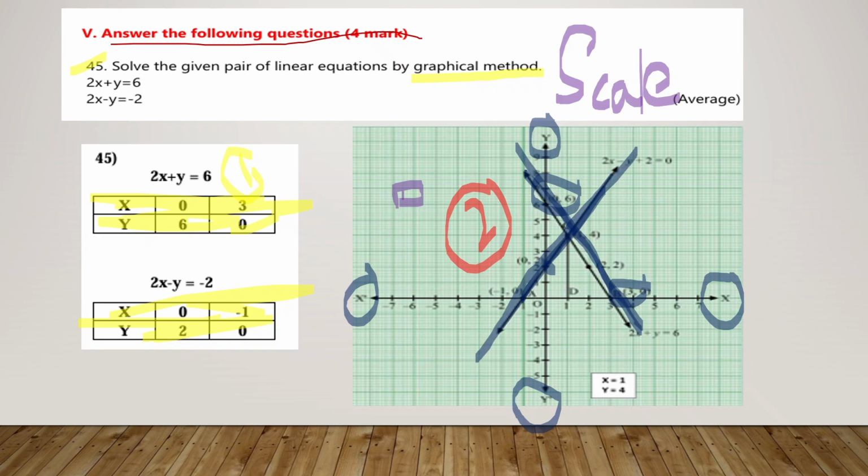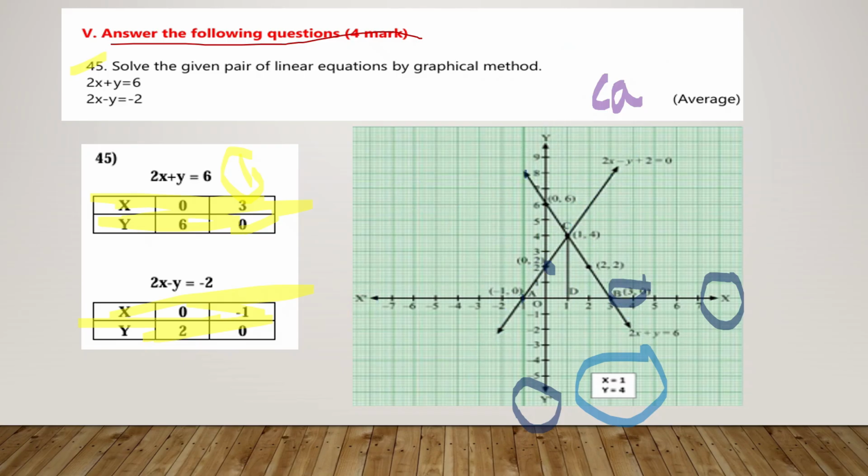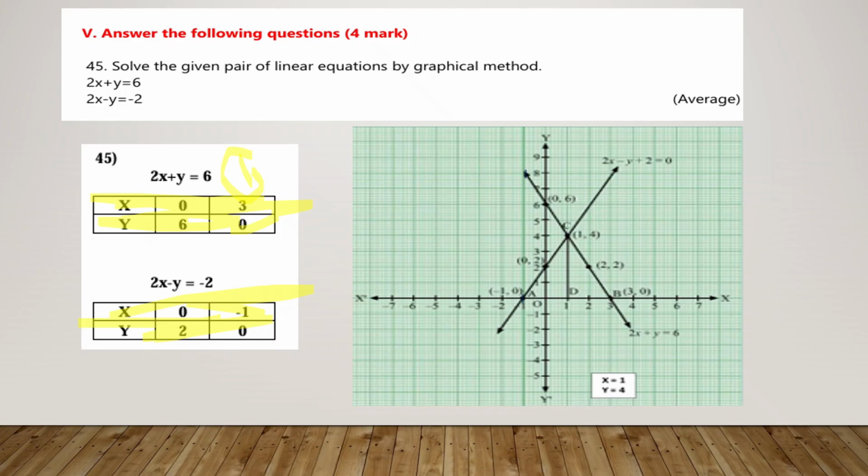Then you can see in which point it is joining. At the point x is 1 and y is equal to 4. This is the joining point. So you should write x is equal to 1 and y is equal to 4. These are the steps you have to follow in the graphical method. This is very important for your examination. It will be asked in your examination for 4 marks. Only the equations given are different, but the method you have to follow is the same.